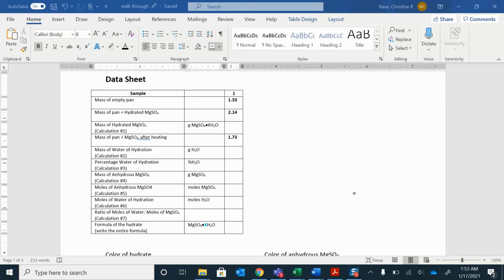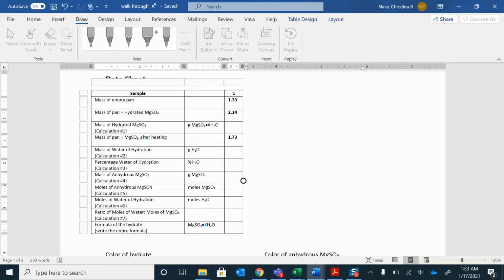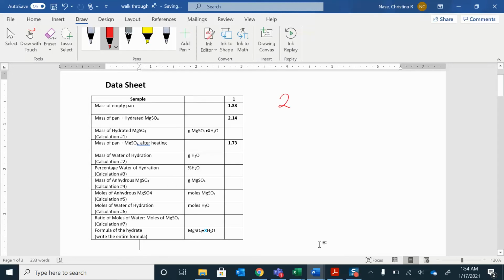It's our first calculation. Well, if this is the mass of the pan plus the hydrated magnesium sulfate, I can just subtract out the mass of the pan, and that should give me that number. So easy subtraction. I'm just going to do 2.14 minus 1.33 should give us 0.81 grams. Okay, so that's how much hydrated magnesium sulfate. So really what that is, that's magnesium sulfate with some amount of water. We don't know how many moles of water are in that. That's what we're going to find.